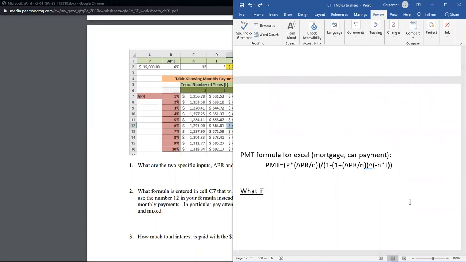So what if analysis. This is using tables to generate many, many, many scenarios. Tables generally using Excel.